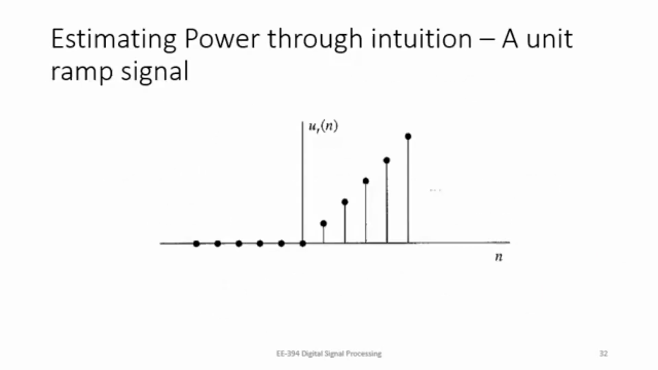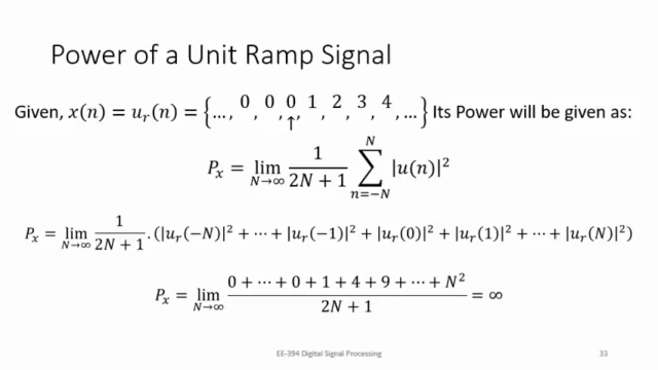And similarly, this is an example of a unit ramp. The energy will be infinite, and if you try to spread the energy evenly to all samples, still because this is rising, we will not be getting any finite answer for this signal. Mathematically as well, we end up at infinite power. So a unit ramp signal is an example of a signal which is neither an energy signal nor a power signal.